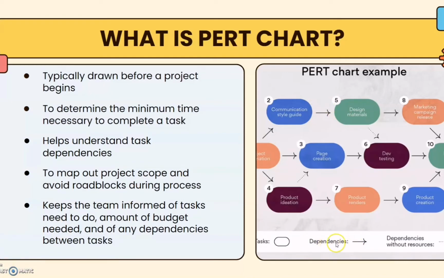Okay, so a little bit about the terms in the PERT chart. Dependencies is when a task is connected with another task. These tasks rely on each other and cannot be completed without the other. For example, dev testing cannot be started if page creation is not completed. Next is dependencies without resources, which is when even if the two tasks are connected, there is no tangible task that needs to be completed.